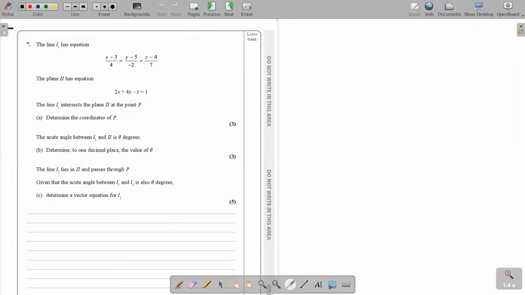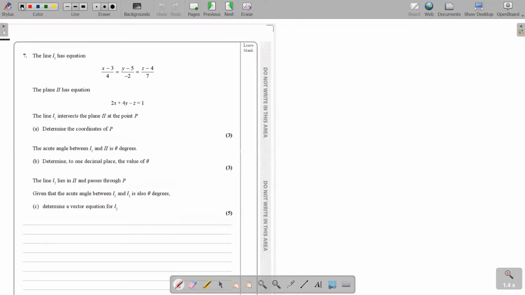Okay, so moving on to question number 7. They say the line L1 has equation x minus 3 over 4 equal y minus 5 over minus 2 equal z minus 4 over 7. The plane has equation 2x plus 4y minus z equal 1. So they have given you the Cartesian equation for both line and plane. They are saying the line L1 intersects the plane at the point P. So the line and plane are intersecting. Determine the coordinates. 3 marks. Okay, what do we do?